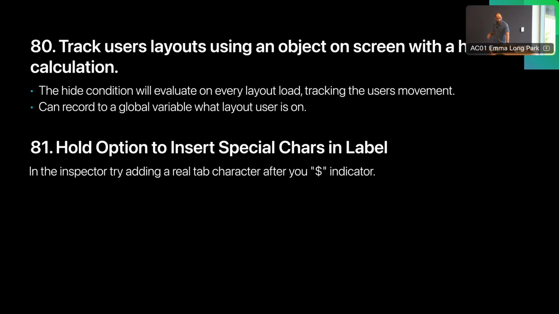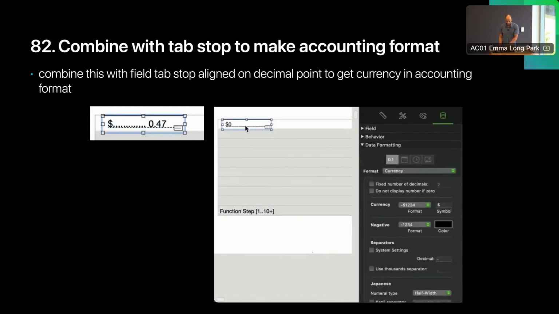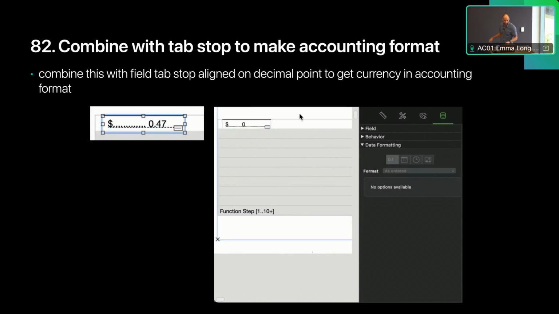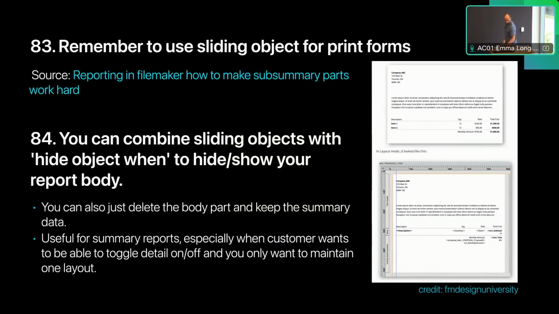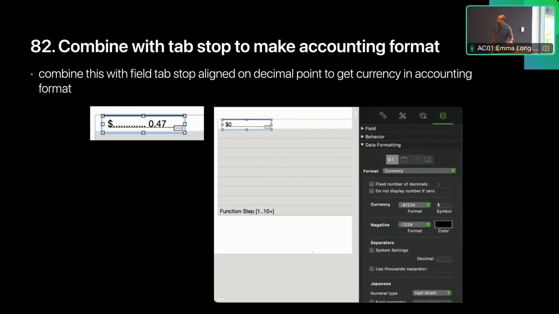Hold Option to insert special characters in the label. Don't know how many people know this, but I just want you to know. Right here, in that field, hold Option and then insert something like a tab character. You can see now I have an actual tab character next to that. I can use that in conjunction with the tab stop to make accounting format in fields really easily. Just something so that you know.